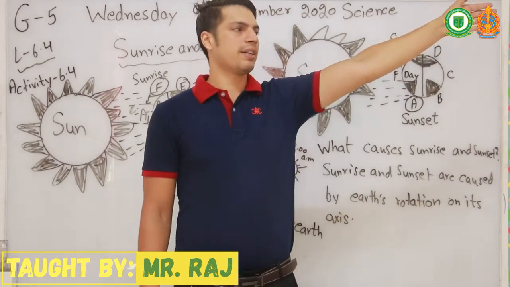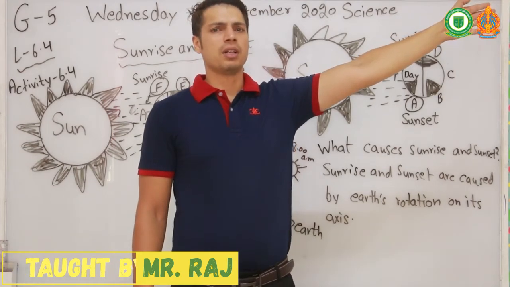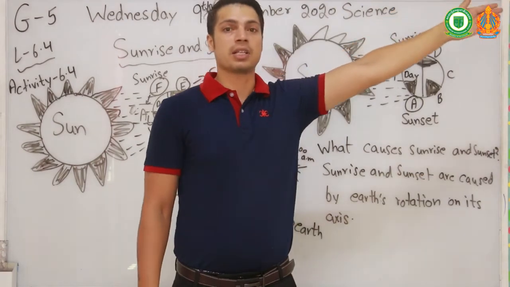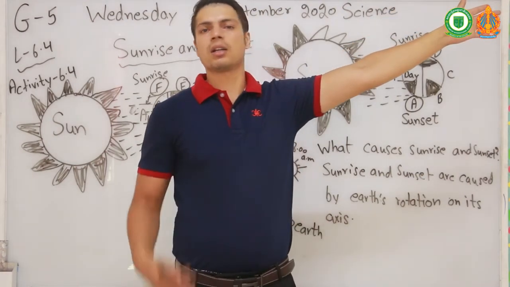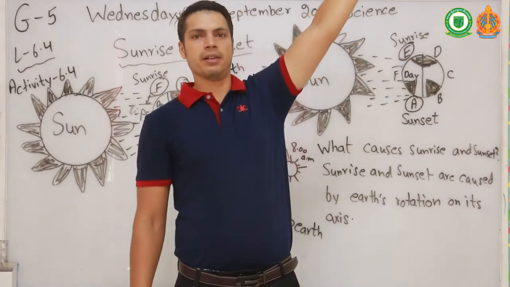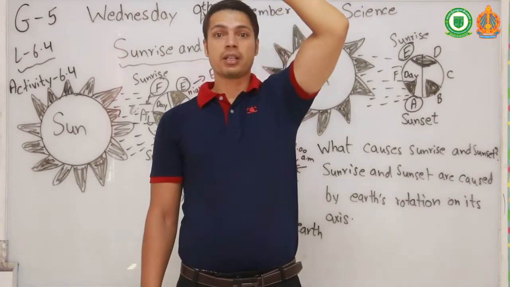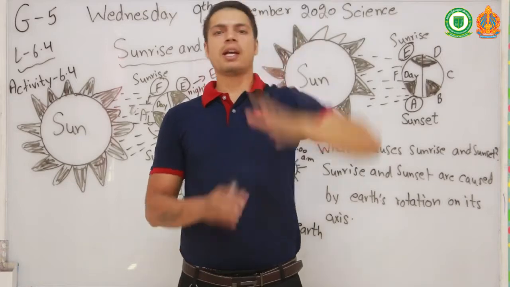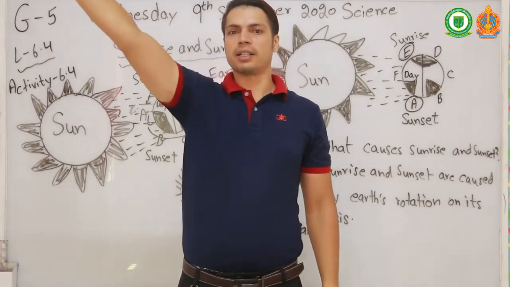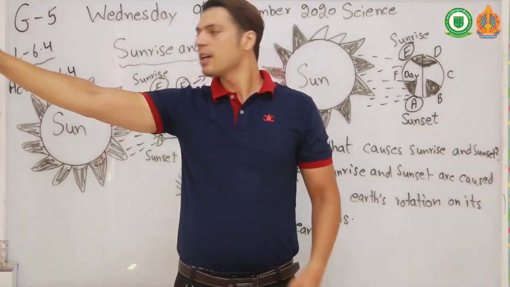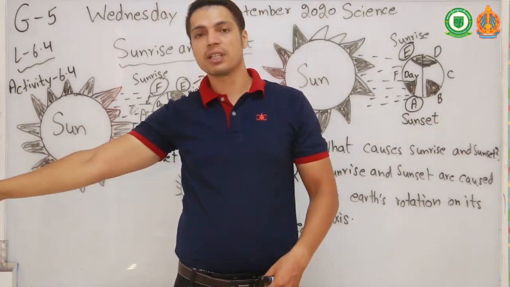And around 10 o'clock, I will see the sun here. At 12 o'clock, I will see the sun on the top of me, right on the top. At 2 o'clock, the sun will move this side. Then at 4 o'clock, the sun will come here. Around 5 or 6, I will see sunset.